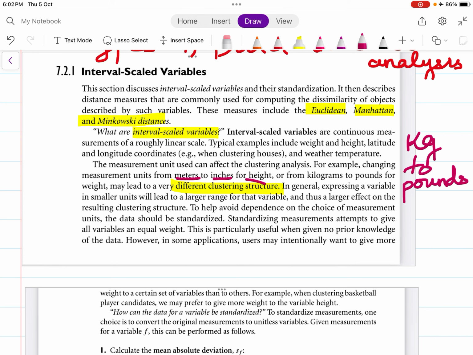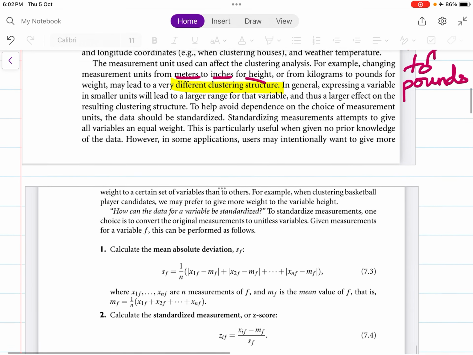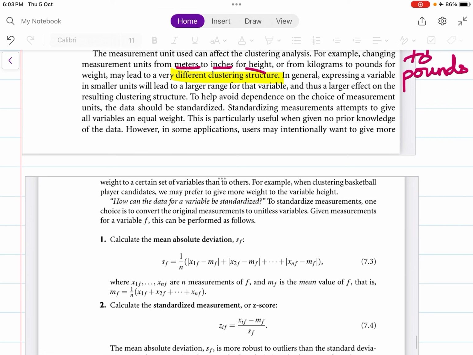To help avoid dependency on the choice of measurement units, the data should be standardized. Why should the data be standardized? To avoid dependence on the choice of measurement units. A standard method should be followed. Standardization attempts to give all variables an equal weight.